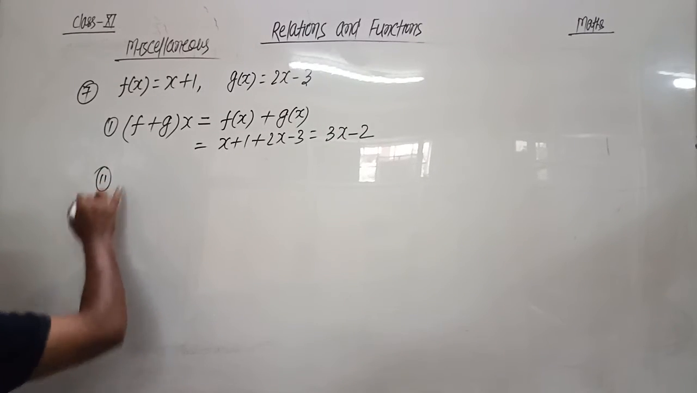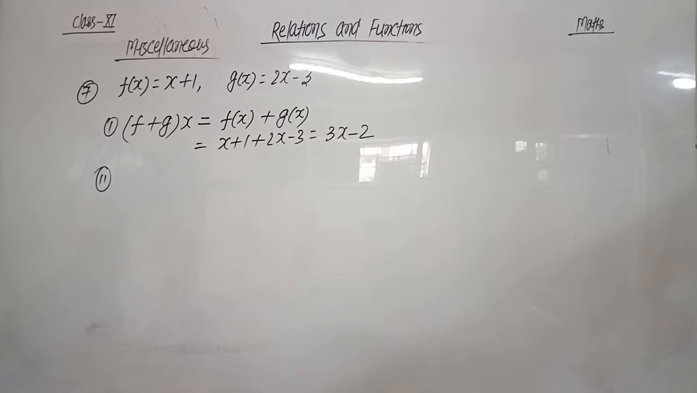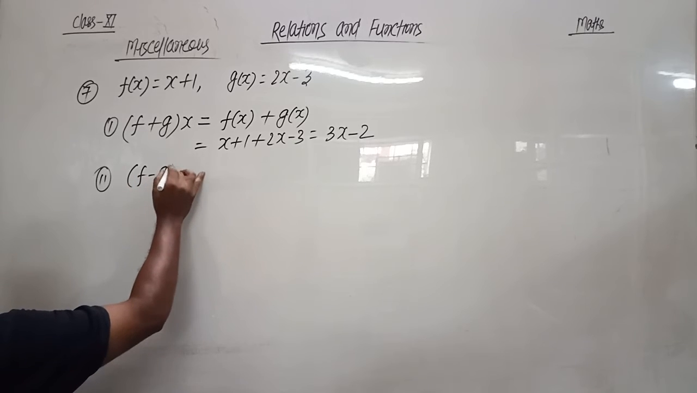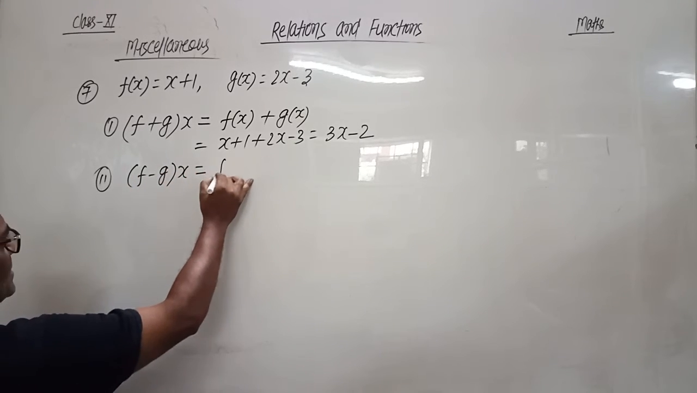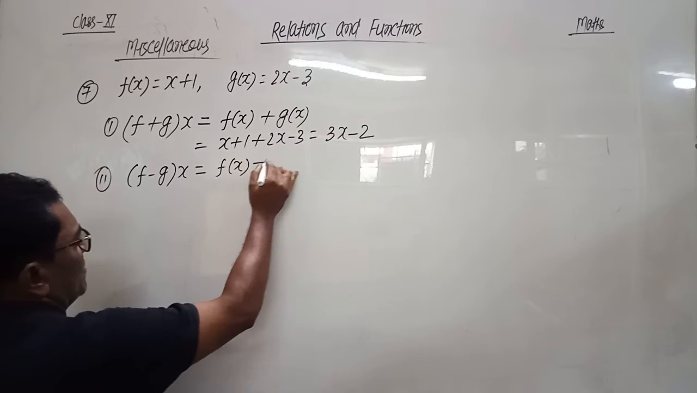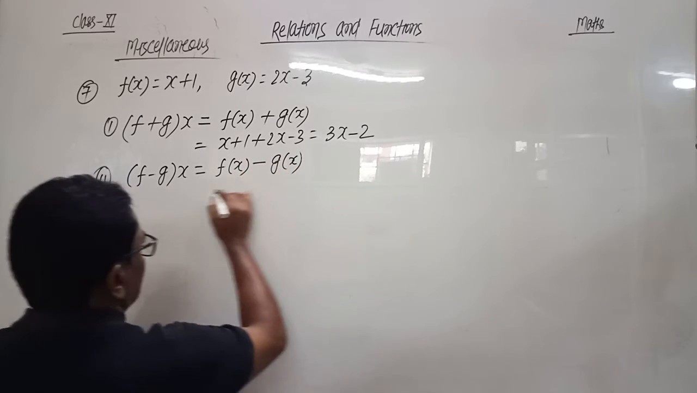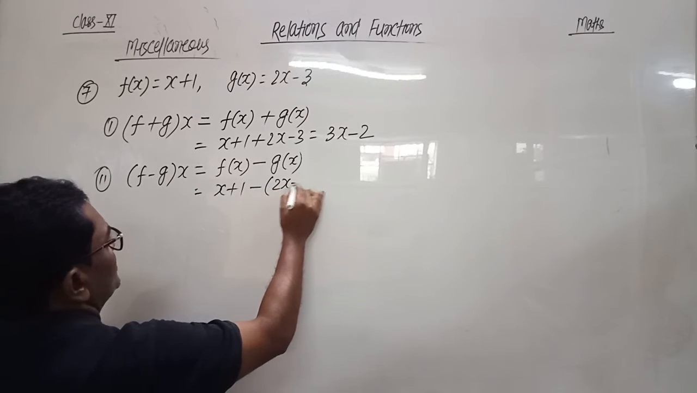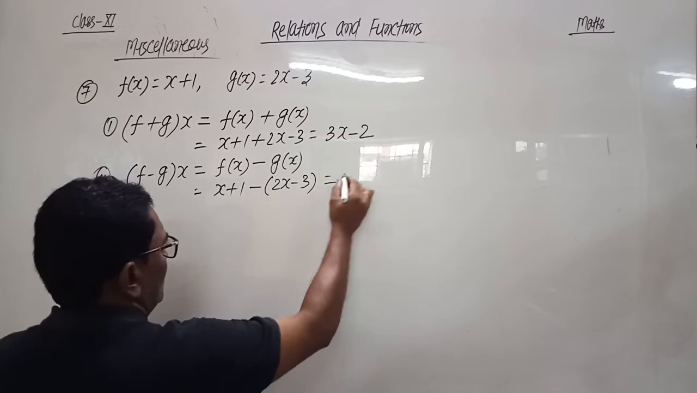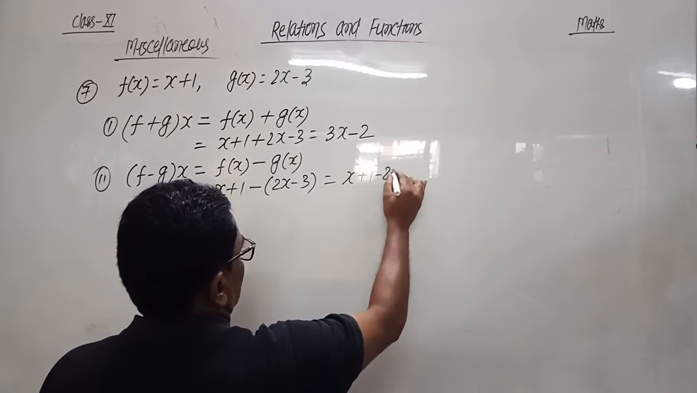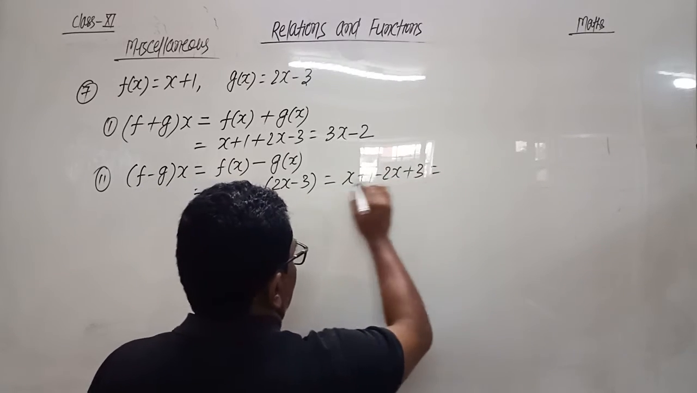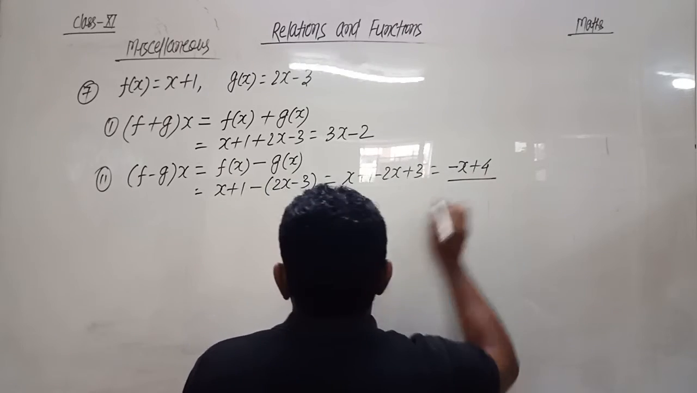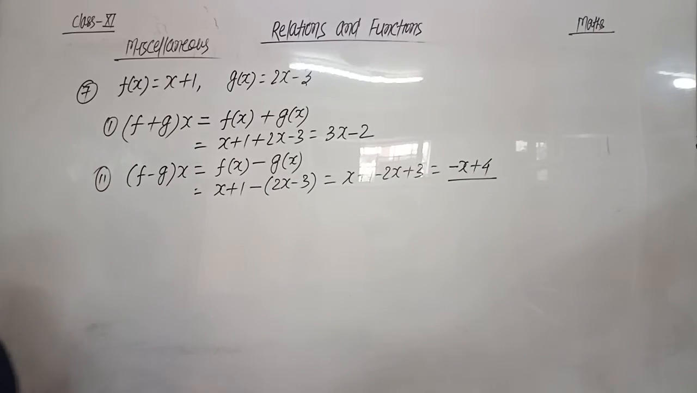Then the second part, we have to find f minus g. So (f minus g)(x) we have to calculate. We can write it as f(x) minus g(x), put the value of f(x), x plus 1, and the value of g(x), 2x minus 3, then we solve. So x plus 1 minus 2x plus 3, and x minus 2x is minus x, and 1 plus 3 is 4. We get the result (f minus g)(x).